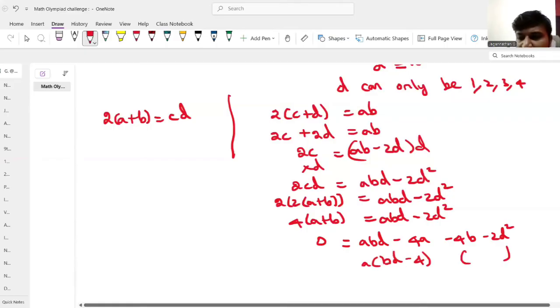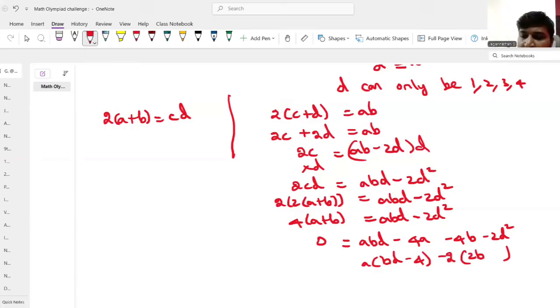But in the other two, there's nothing common as such except minus 2, which I can take common. I'll be having 2B plus D square. So this is not helping. This is not completing my factorizing form. So I should bring in something so that I'll get some common factor form. Let's see what can help us.